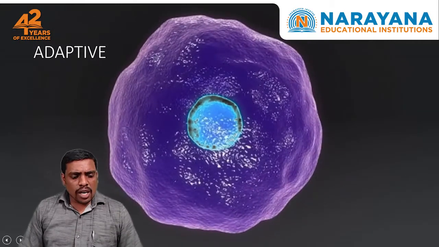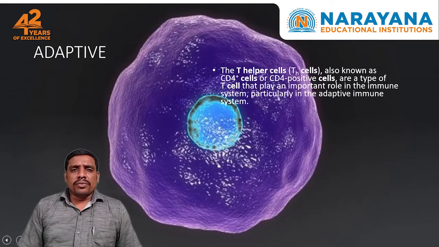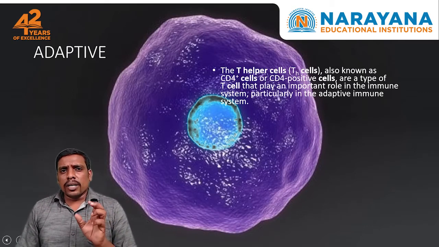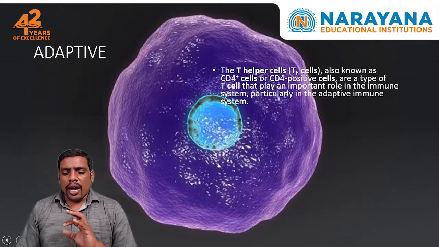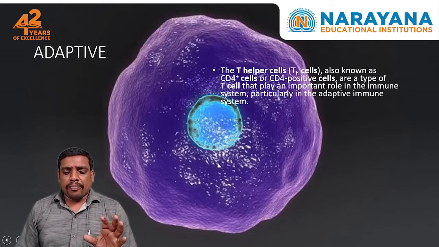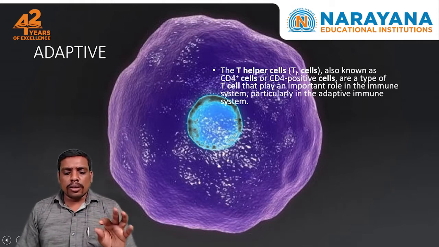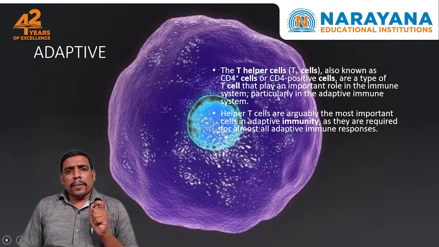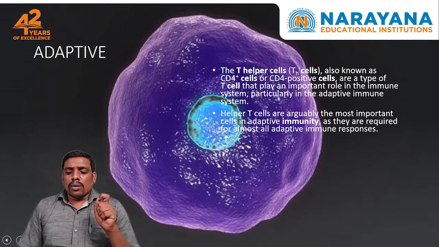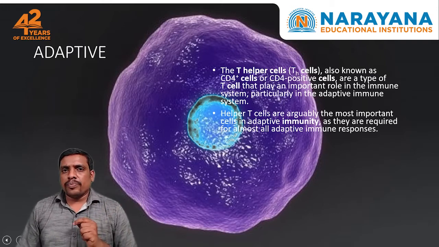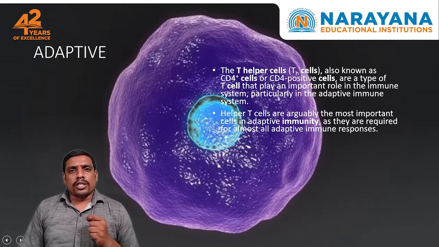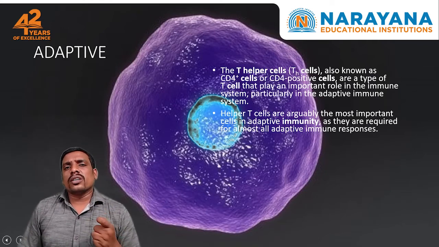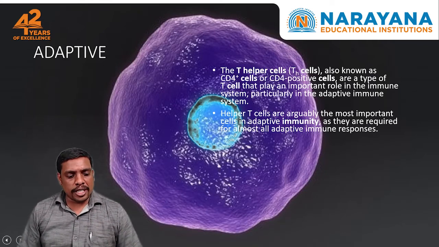Clear? Now, adaptive immunity directly depends upon the helper cells. Helper cells are CD4 positive cells, a T cell that plays an important role in the immune system, particularly in the adaptive immune system. Helper T cells or TH cells are the most important cells in adaptive immunity. They initiate the adaptive immunity. They show vigorous reactions during the adaptive immune response.